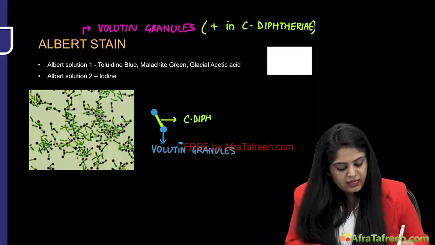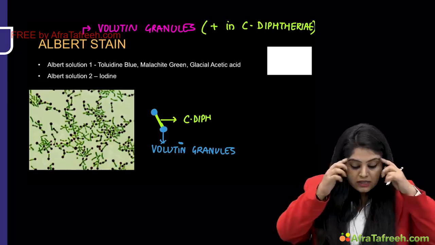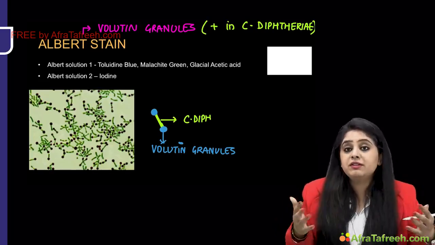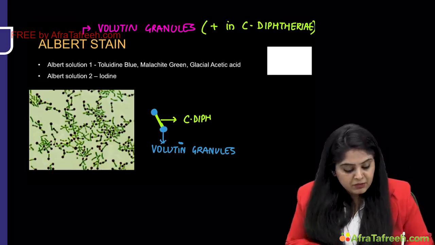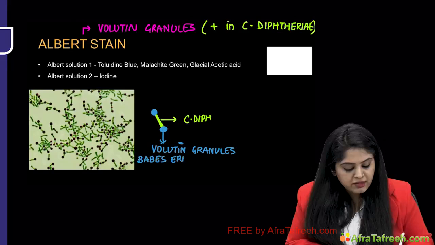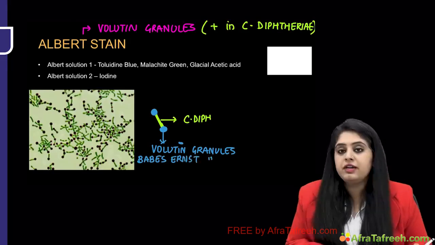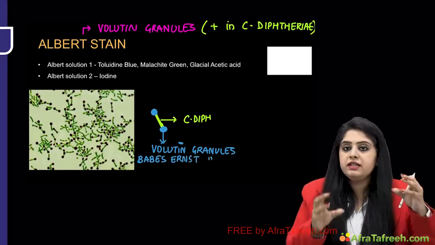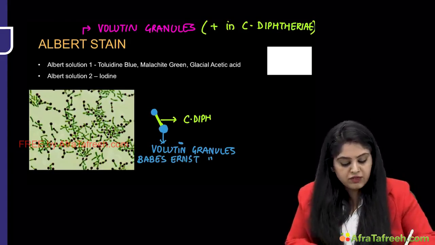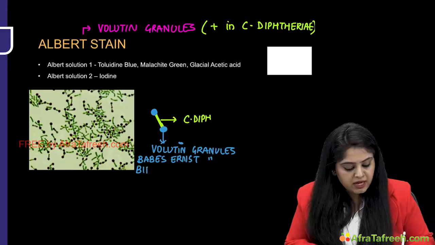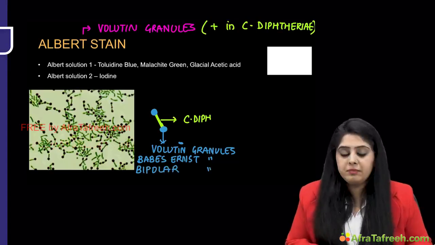Is this the only name that they have? No. Volutin granules are also going to have some other fancy names. This was just one of them. The other fancy name is Babes-Ernst granules. Now can you see where they are? They are at the two poles. One is over here, and one is over here. If they are at the two poles, can I call them bipolar granules? I am also going to call them bipolar granules.